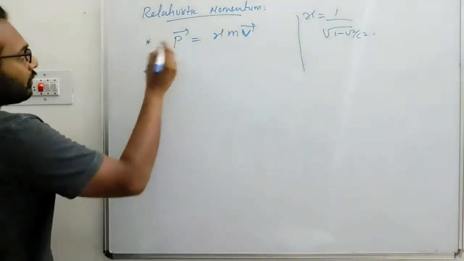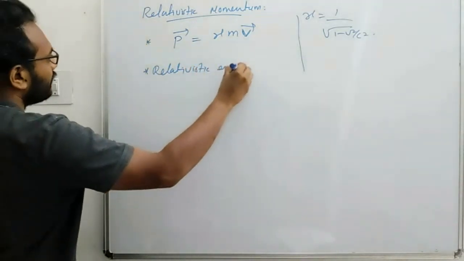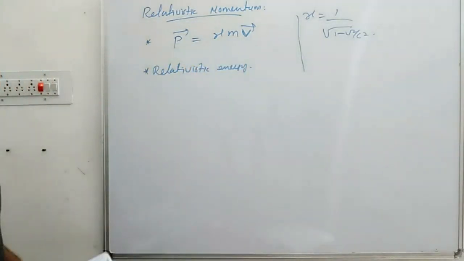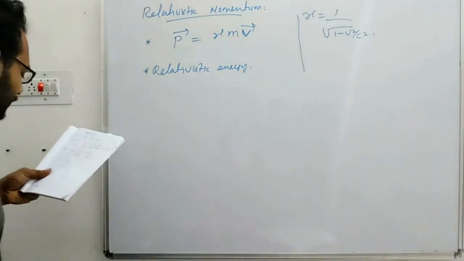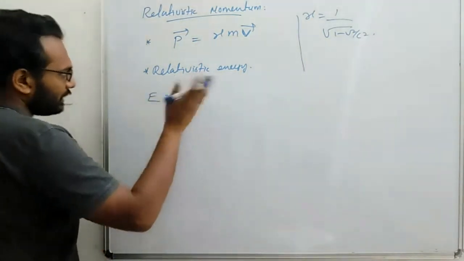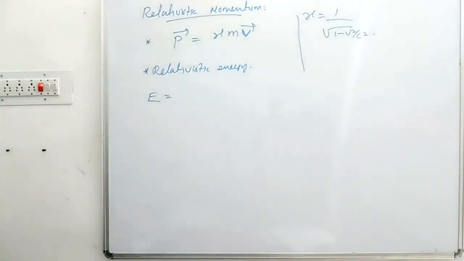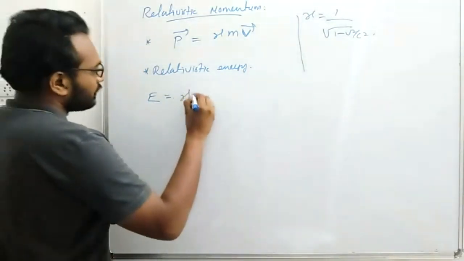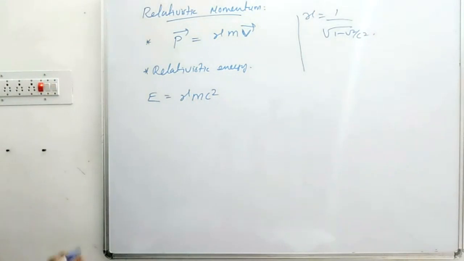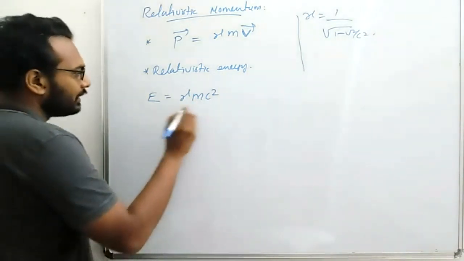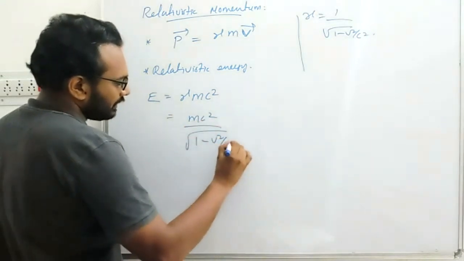And we can also talk about relativistic energy. Relativistic energy also has to be conserved in collisions. Or we can find it using the work energy theorem, and you will see that the conserved quantity in collisions that has the dimensions of energy, if we use relativistic relations, is gamma mc square. It's not mc square, it's gamma mc square. So we can write this as mc square divided by square root of 1 minus v square by c square.